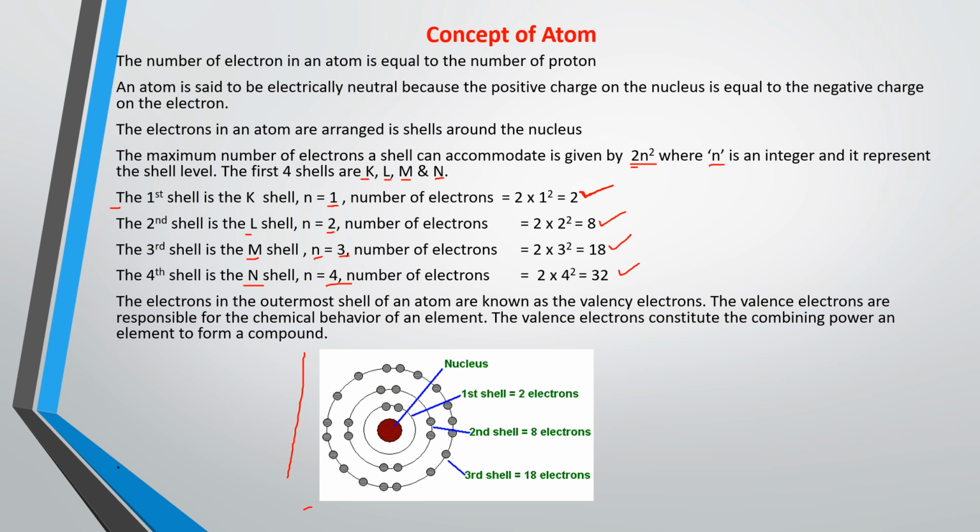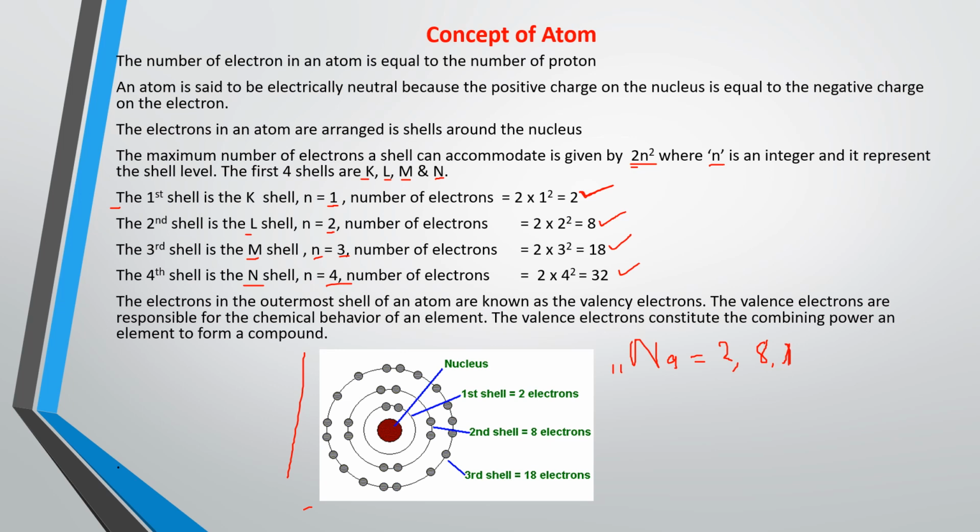Okay, so if we have sodium with atomic number 11, the atomic number of sodium is 11. So the arrangement of the shells will be: the first shell of the atom of sodium will carry 2 electrons, the second shell will carry 8, and then the last shell will carry 1 electron, following the rule that we just discussed.